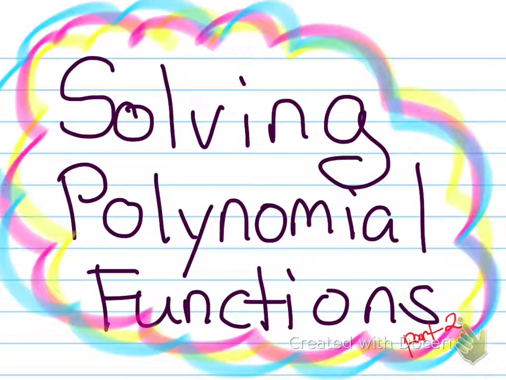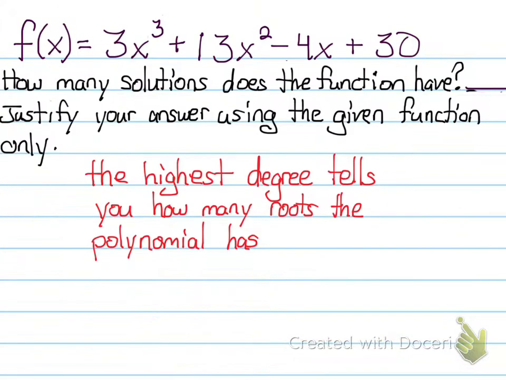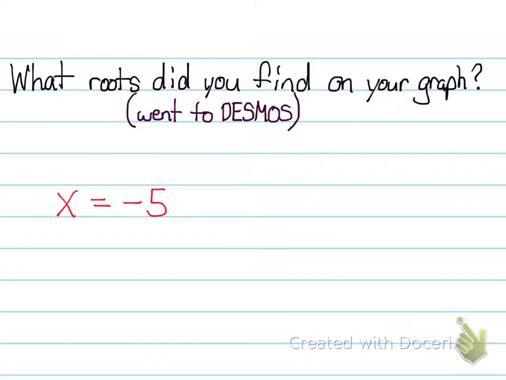Now in this video, I'm going to teach you guys how to solve polynomial functions again, but this particular example is going to have some complex solutions. All right, looking at this example, it says how many solutions does the function have? Looking at the highest degree, which is 3, I'm going to have 3 solutions. Justify your answer using the given function only. Just like I said, the highest degree tells you how many roots your polynomial is going to have.